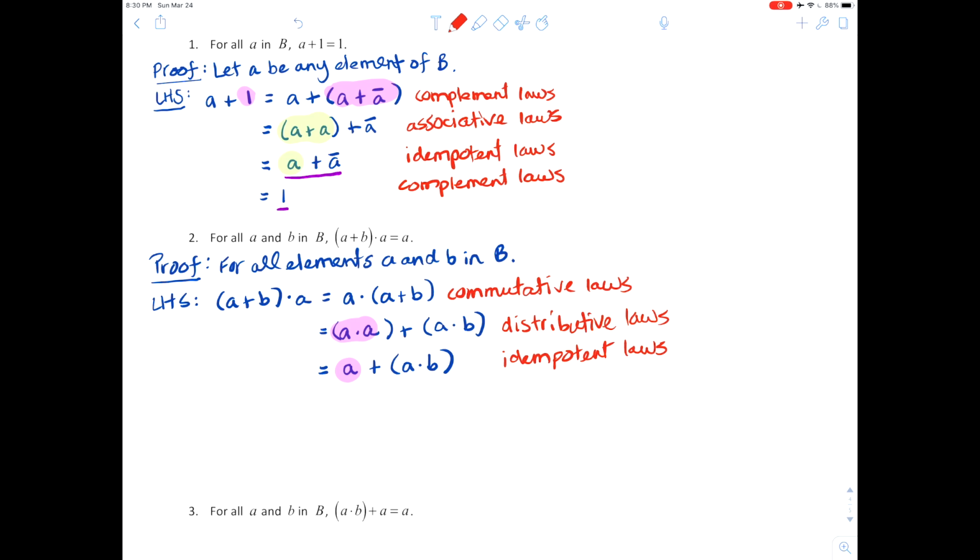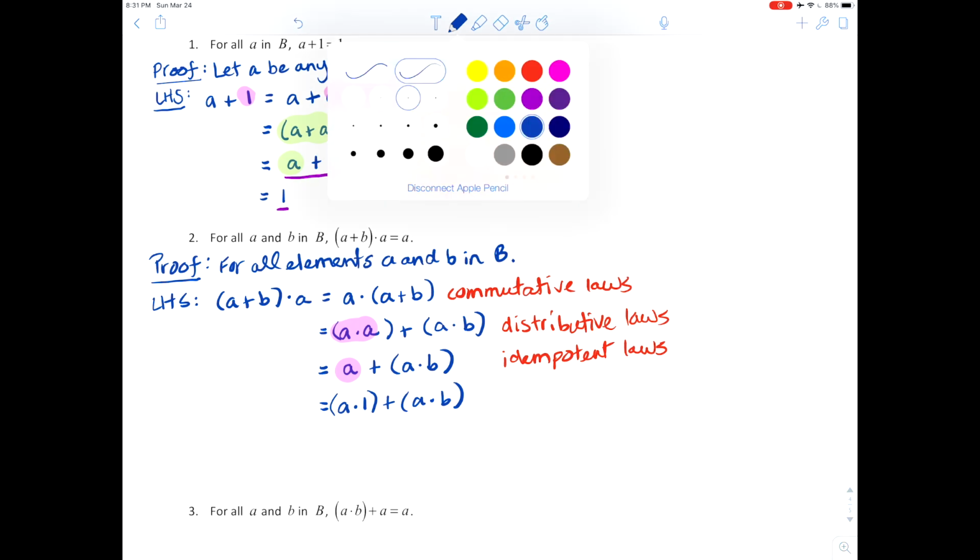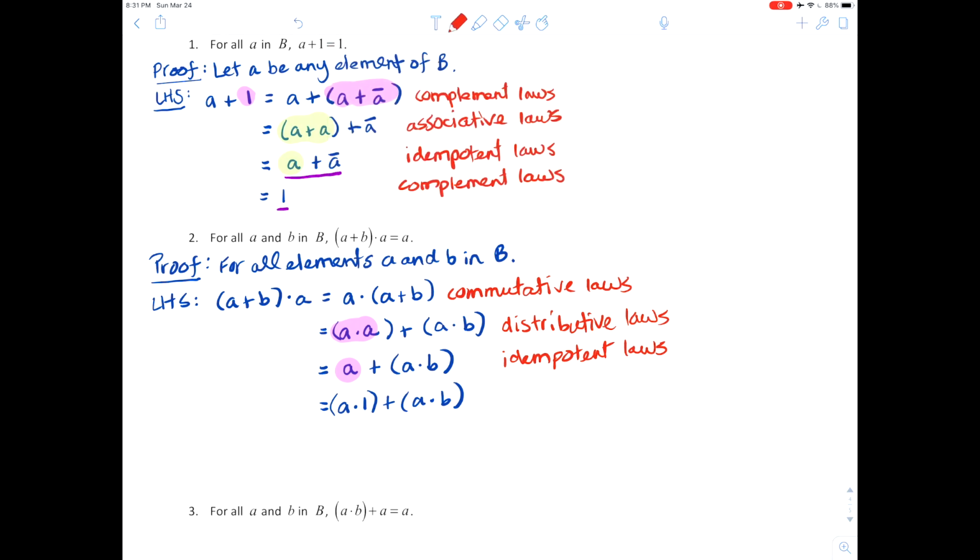And then now let's see what we're going to have. This one we're going to use a little bit of a trick. So remember that A was also equivalent with A and 1. So we're going to apply that. A and 1 is the same as A, and we still have A and B, that quantity. And this is from the identity laws.